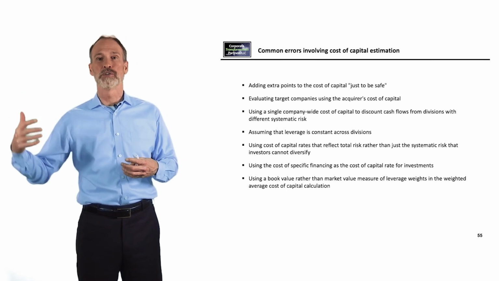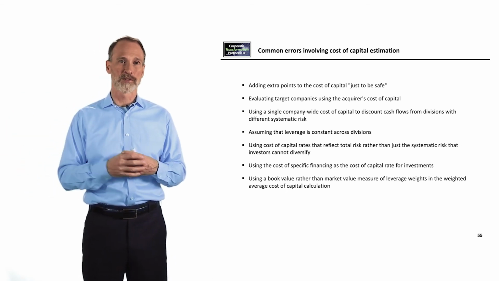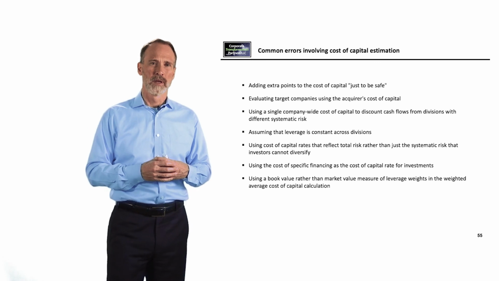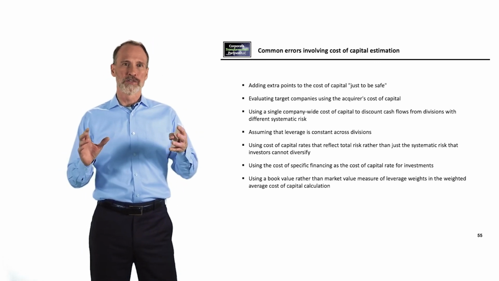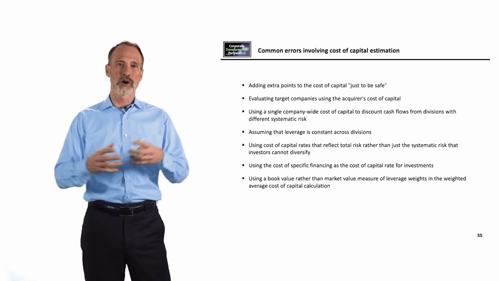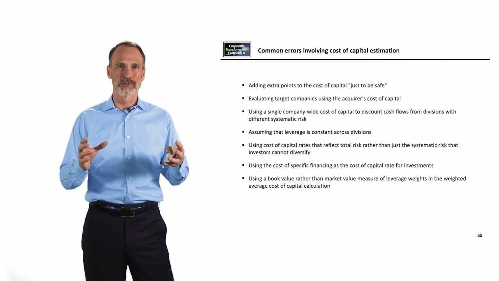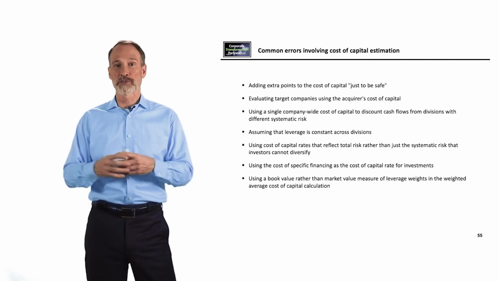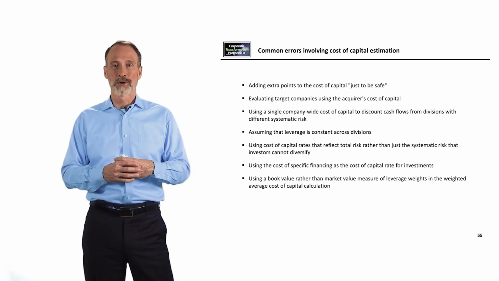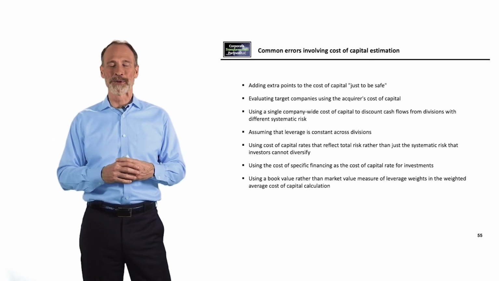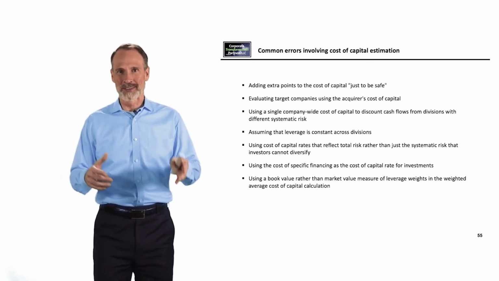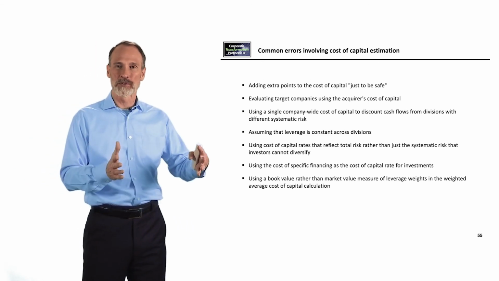Aerospace cash flows, use an aerospace cost of capital. That's the matching principle. Another related error is to use a single company-wide cost of capital to discount cash flows from divisions that have different levels of systematic risk. So continuing on with our example, let's assume now we have a business that's 50% dog food and 50% aerospace.